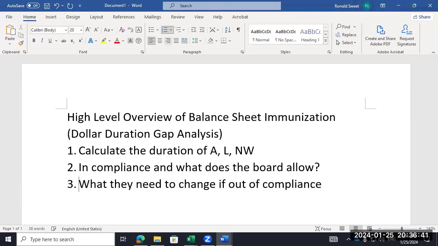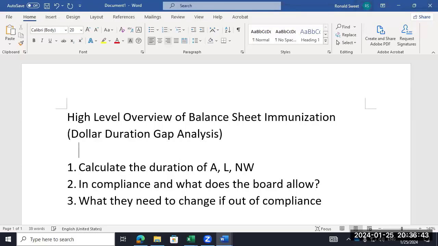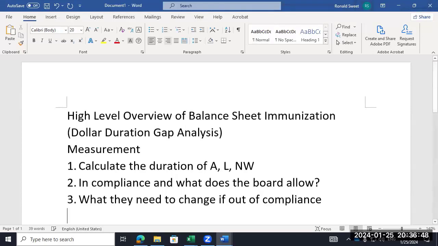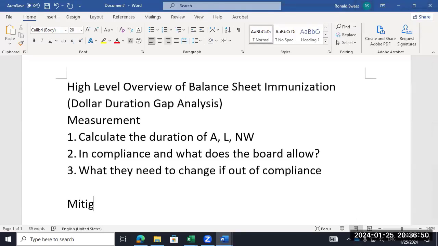So this is measurement. What comes after measurement? Mitigation. So what is mitigation? So here we're going to do interest rate swaps.